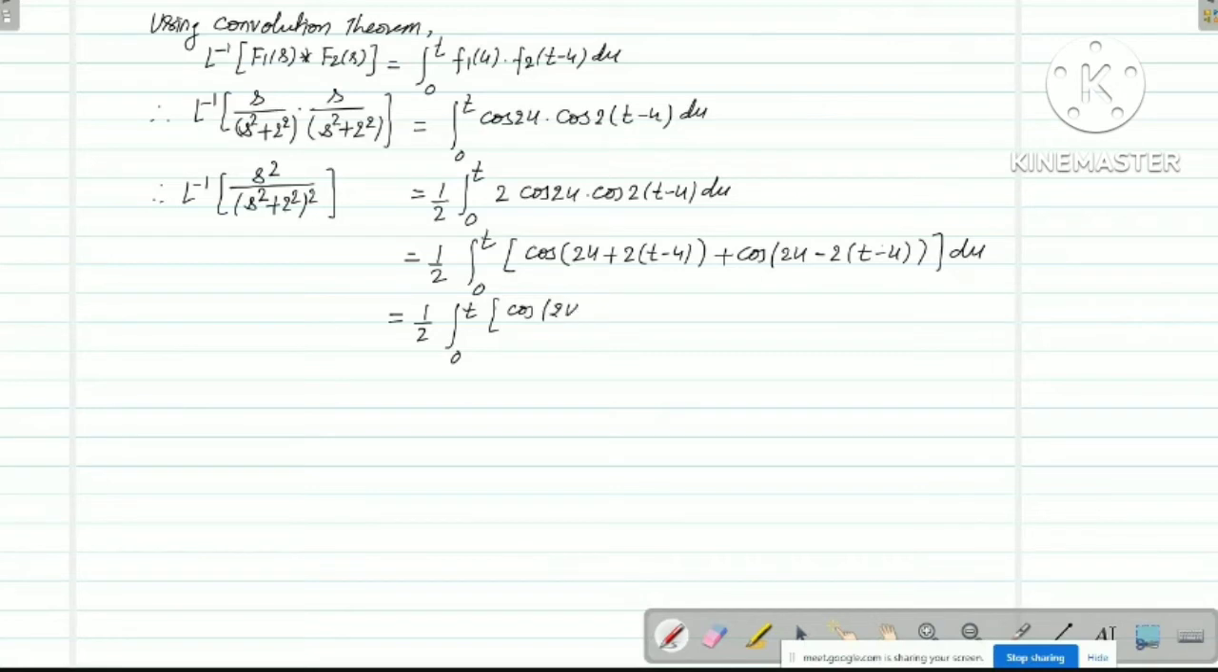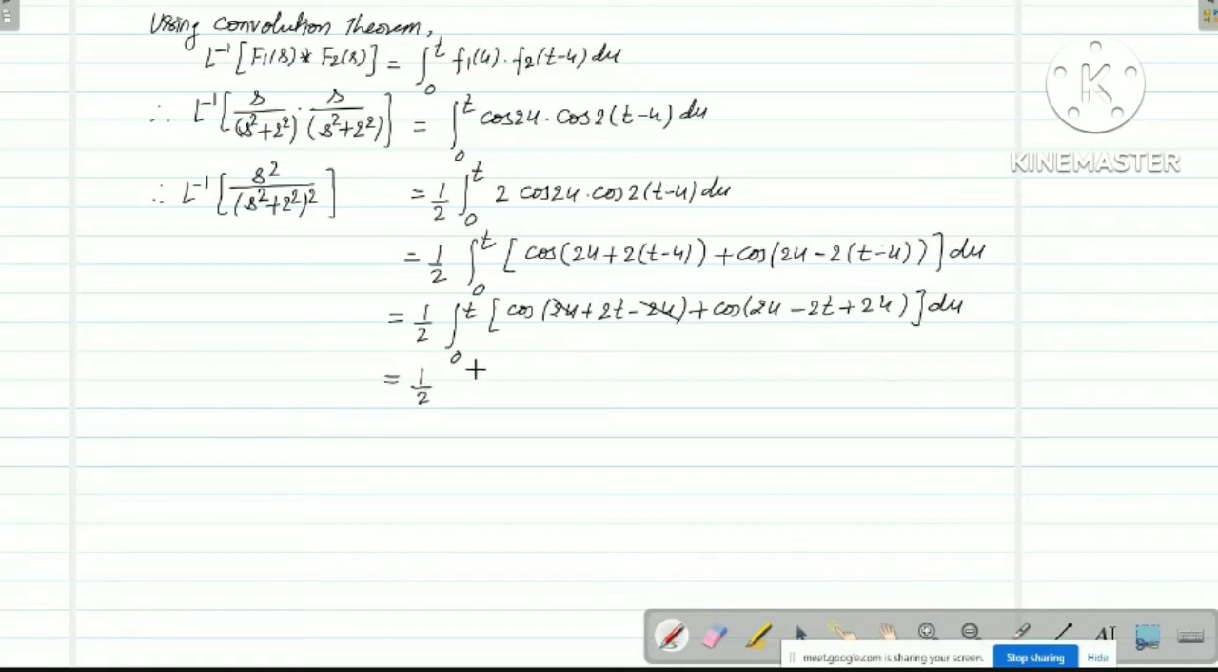cos 2u plus 2 times of t minus 2 times of u, plus cos 2u minus 2 times of t minus minus get plus 2 times of u. Okay, close the bracket and big bracket also, and du. So minus 2u and plus 2u cancel, and nothing more from here. So this equal to what?